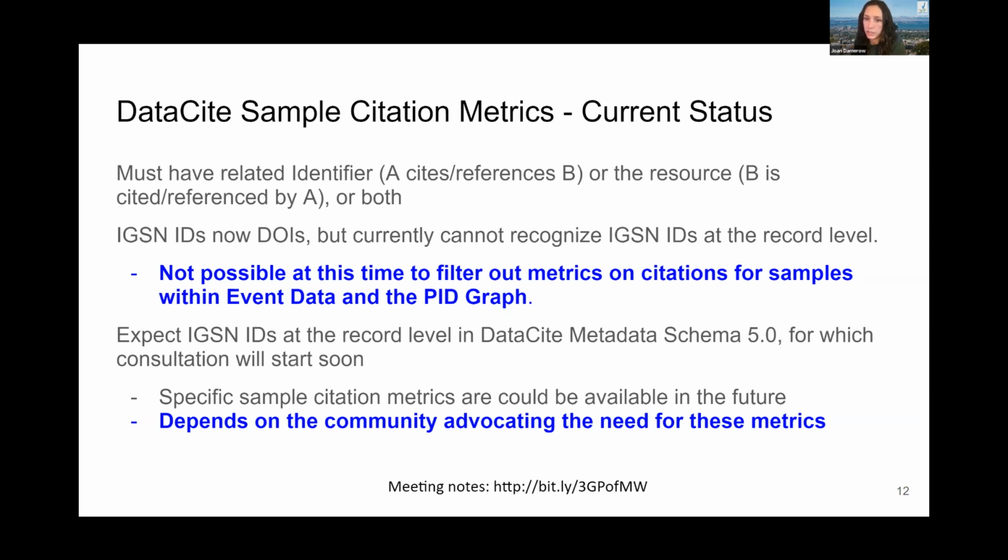Also, as we heard earlier, IGSNs are now DOIs. And so metrics for use of sample DOIs will be available in citation metrics. But my understanding from what he was telling me was that it's currently only recognized at an allocating agent level and not at the individual record level. So currently it's not possible to filter out metrics on citations for samples, but it could be in the future, and it depends on the feedback as they're going through the next DataCite metadata schema and soliciting feedback on that. And I think we'll have to be in a position to provide feedback and advocate for needing certain metrics as we see that need. Next.